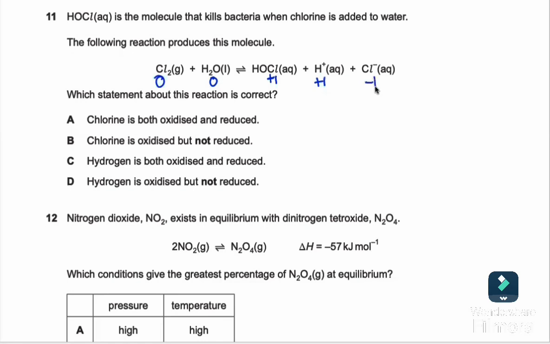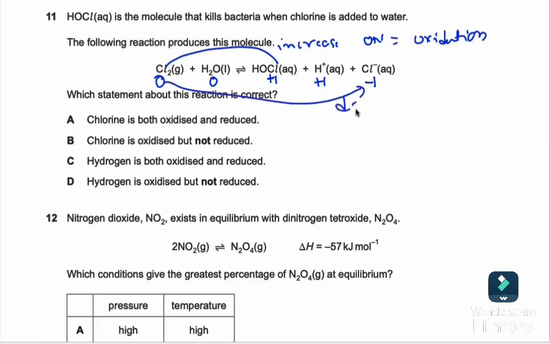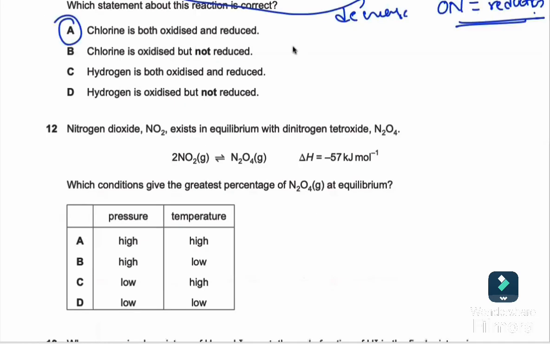And here the chlorine charge is going to be -1. So the chlorine has changed from 0 to +1, an increase in oxidation state, right? An increase in oxidation number is oxidation, and the chlorine has also decreased here. A decrease in oxidation number is reduction. Therefore, the first option is the correct one. You can see an increase there and a decrease there, so it is purely a redox reaction.